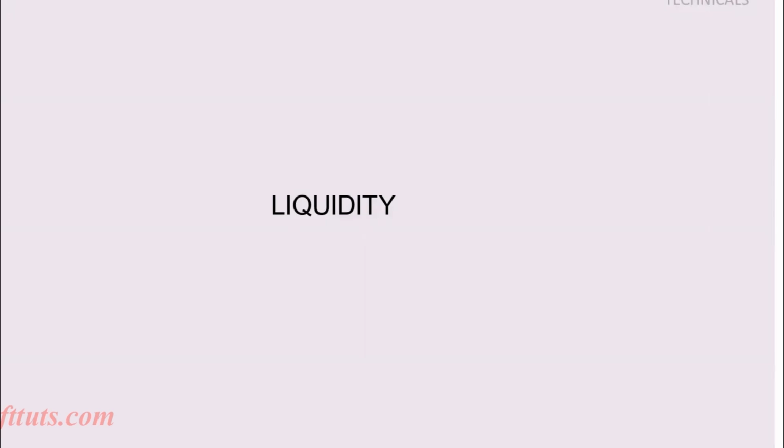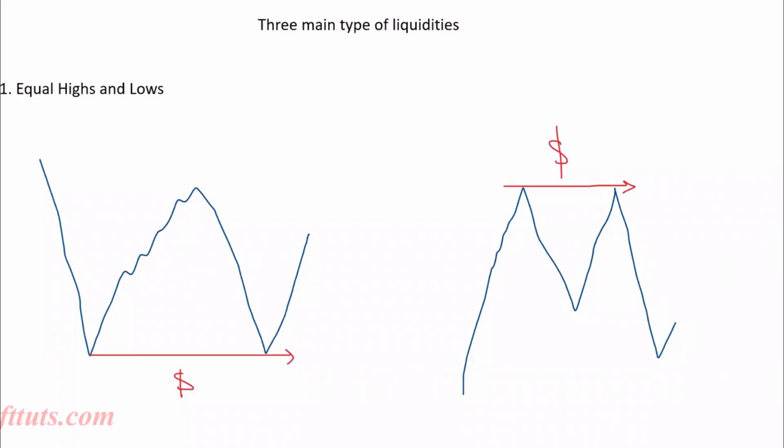So moving on from what we've just covered, we're going to be getting into liquidity. And this is one of the most important core lessons that you're going to learn, especially when it comes to technical work. So there's three main types of liquidity that I look at. The first type is equal highs and equal lows.